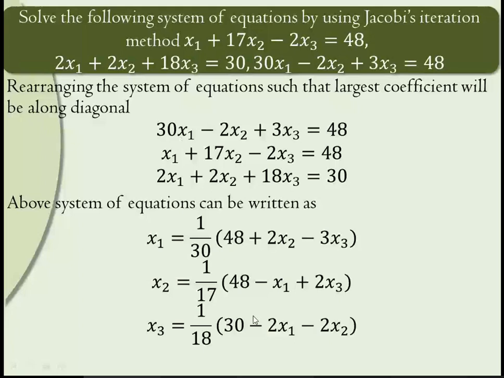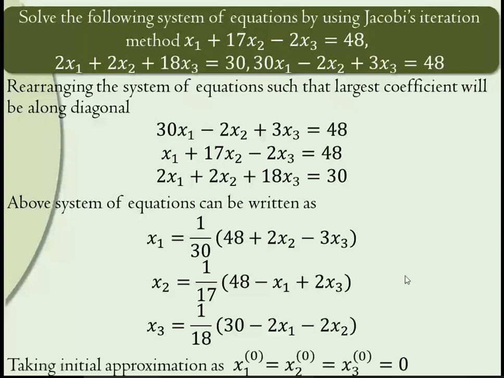Now, the suffix is for the iteration. Zero iteration means x with suffix 0, and here we consider these as the first iteration: x1 at 1, x2 at 1, x3 at 1. And we assume that in the 0th iteration all x terms are 0: x1 at 0, x2 at 0, x3 at 0. We assume them as 0 as an initial approximation. So we put 0, 0 here.